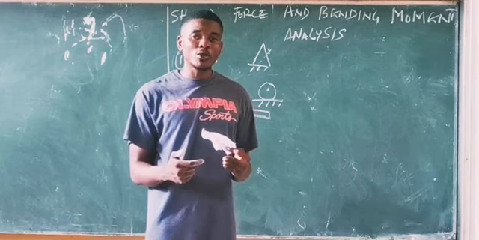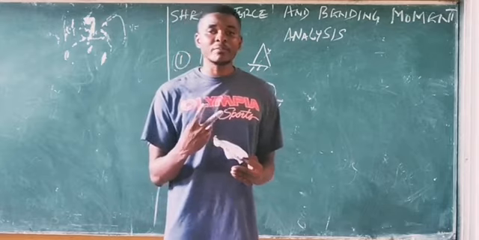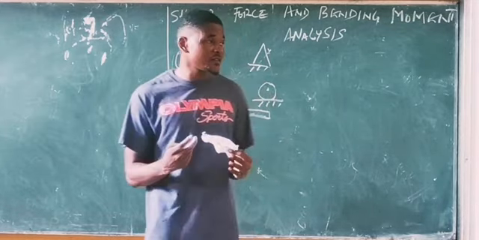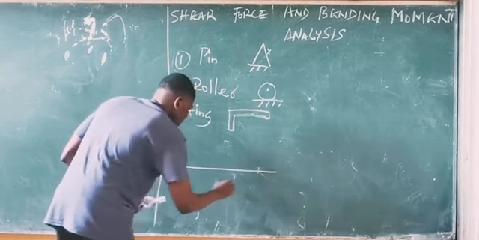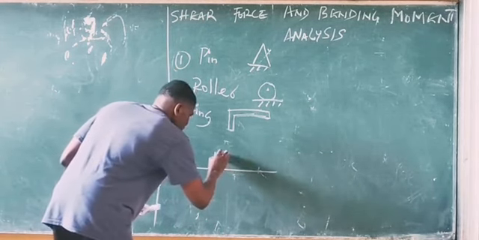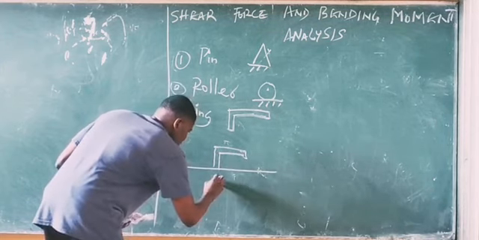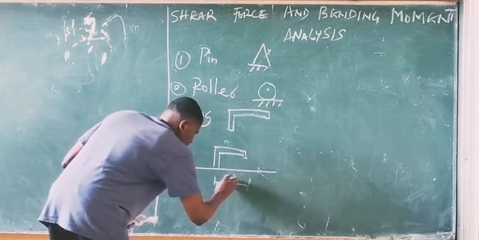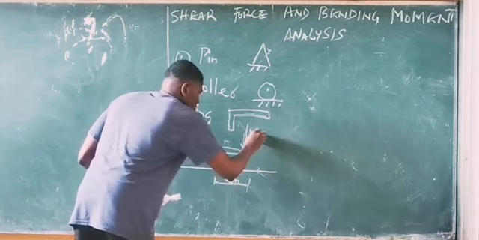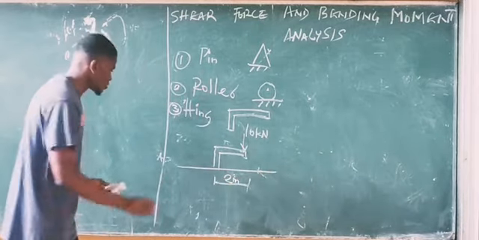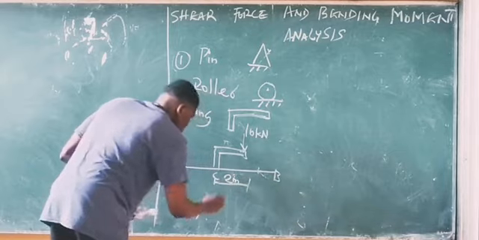But if the hinge support occurs on a beam, there are two key things that play out, and I'm going to tell you what that is. Let's say we have a beam, and on this beam we have a hinge support. The extent of this hinge is 2 meters, and there's a force of 10 kilonewtons acting on it. So this is point A, this is point B, and this is point C, where the hinge is acting.